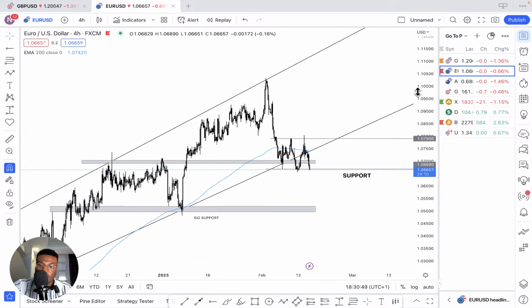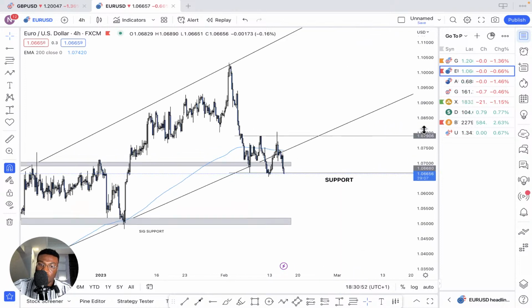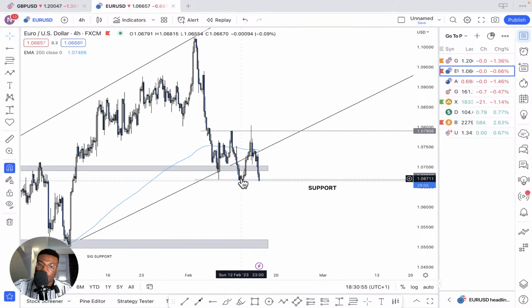So that's what we want to be patient for, because price is currently sitting at a key level, right? This is the neckline.